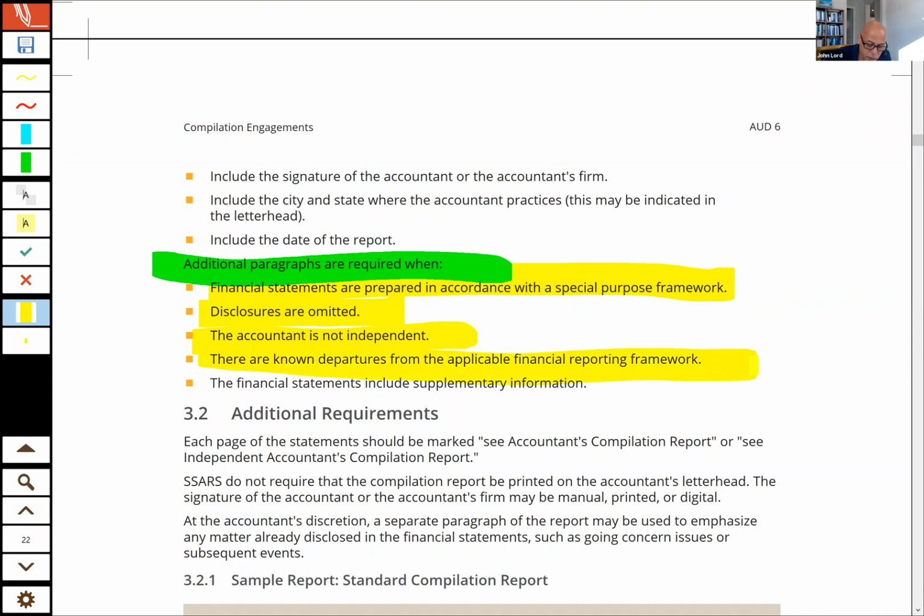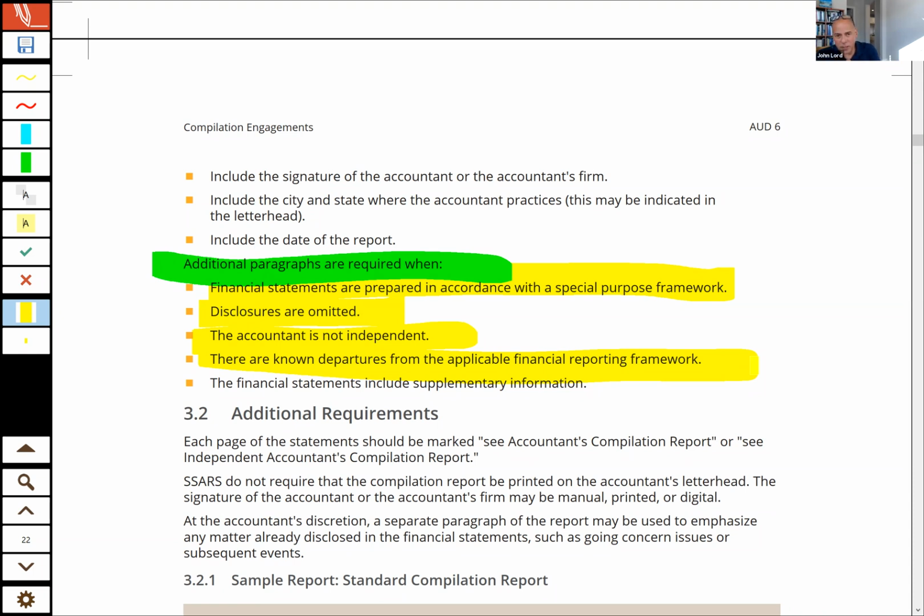There are known departures from the applicable framework. How would we know if there's departures? Well, we read the financial statements for obvious errors. We asked them to fix it. They didn't refuse. They said, we can't. We don't know how to properly account for this. We don't have the information. We can't make the balance sheet balance. Well, if that's the case, then we can still issue the compilation report, but now we have to disclose in the report that there are these problems.